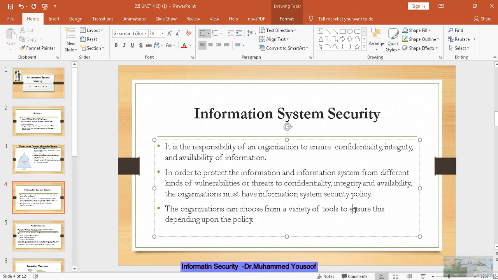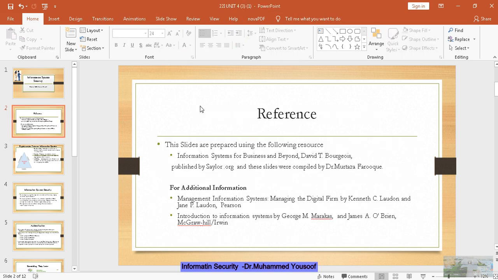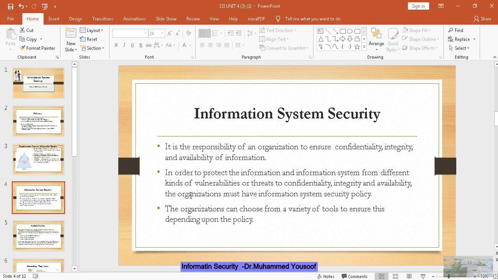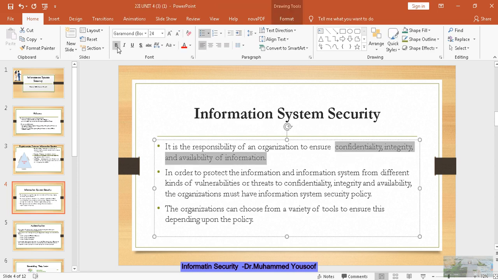It is the responsibility of an organization. Every organization has a responsibility to ensure these three things. Each organization has to ensure the confidentiality, integrity, and availability of the information.